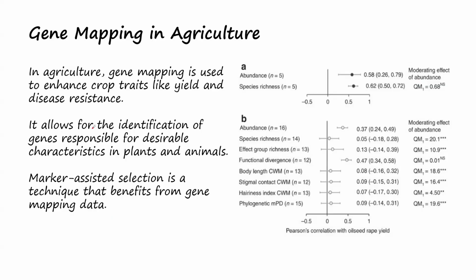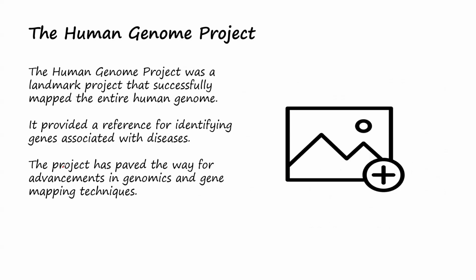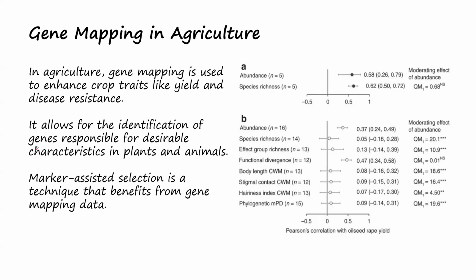In addition, it allows for the identification of genes that are responsible for desirable characteristics in plants and animals. And it also assists in marker-assisted selection. Marker-assisted selection is a technique that benefits from gene mapping data. So ladies and gentlemen, without taking much of our time, I'm going to stop here, having covered how gene mapping is important in medicine as well as in agriculture.